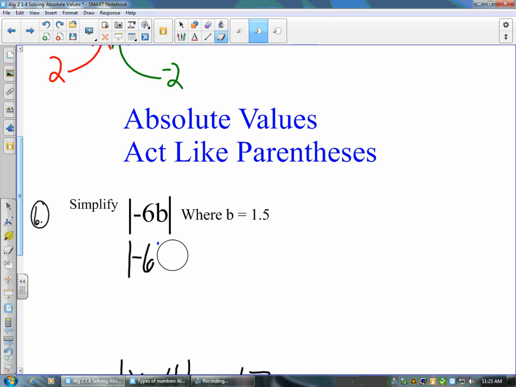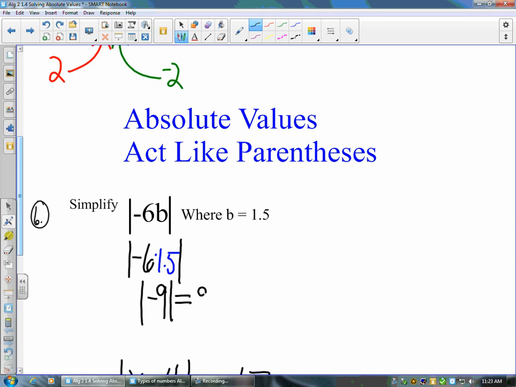Let's make that a little nicer. 1.5. We're multiplying these two together. So then you have to multiply them together before you can do anything with the positives or negatives. So a 6 times a 1.5 is a 9, and the negative sign's still there, and the absolute value signs are still there. Then, when there's no more operations inside there, you can take the absolute value of that -9 and get your final answer, which will be just a +9.